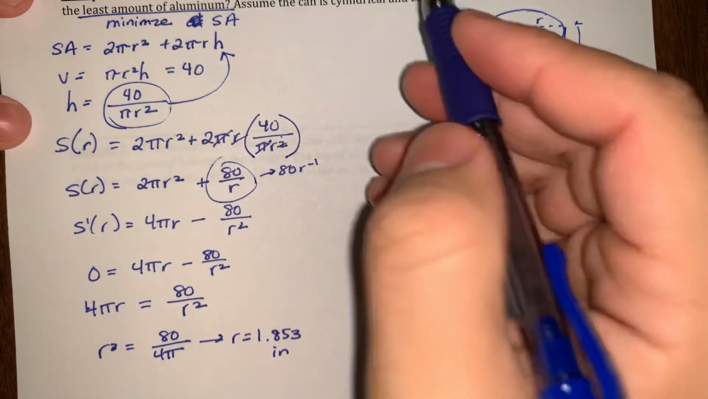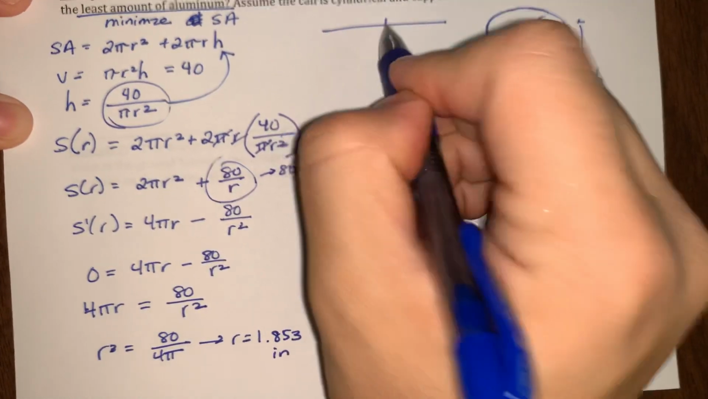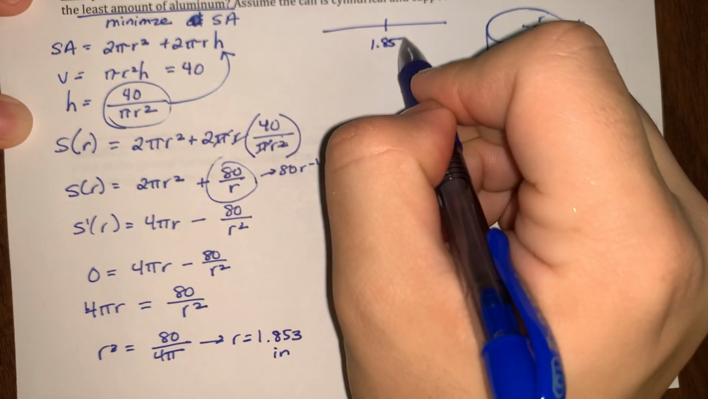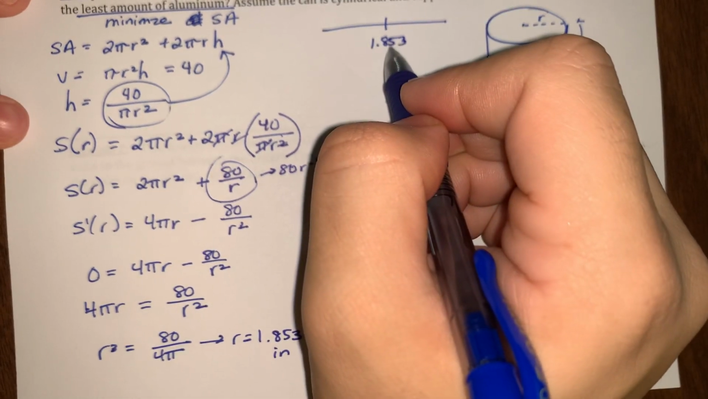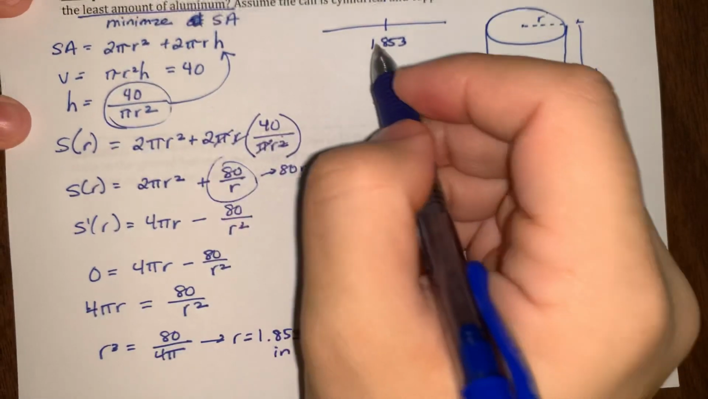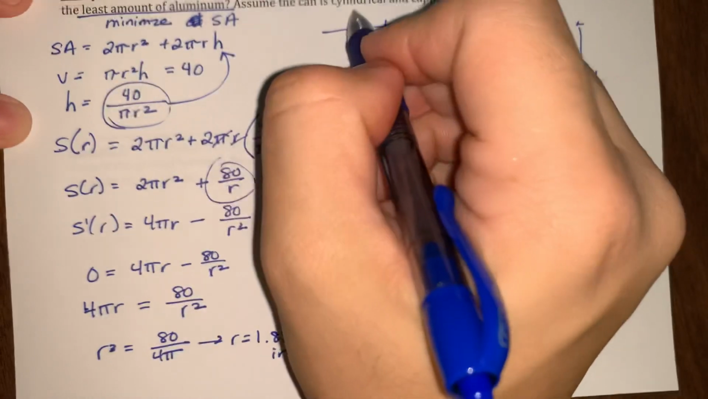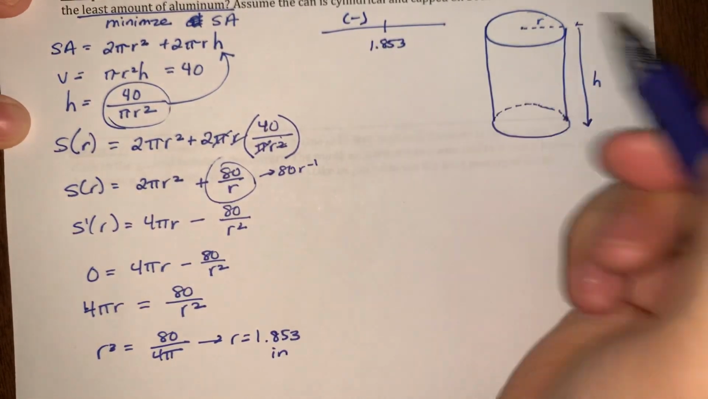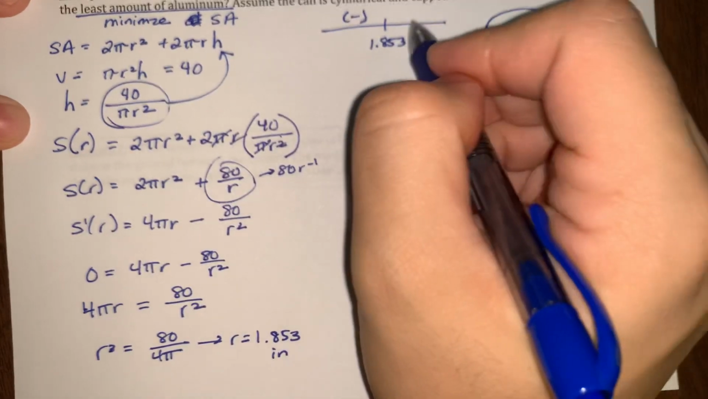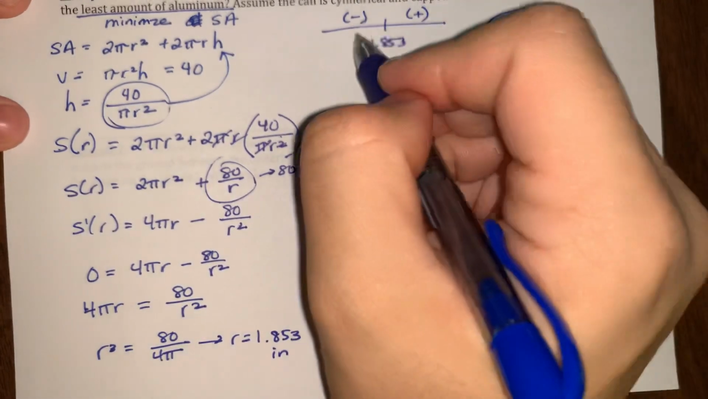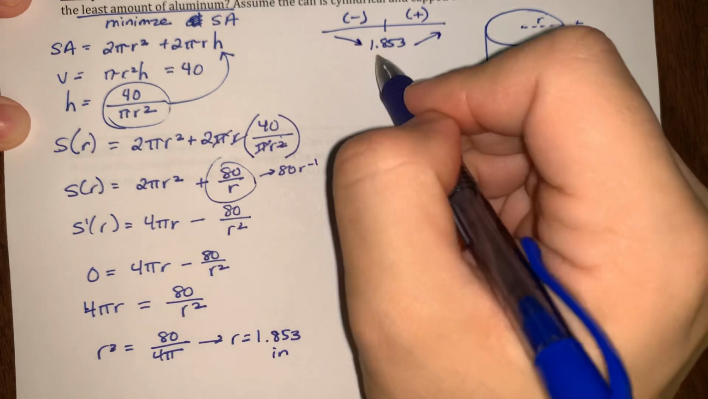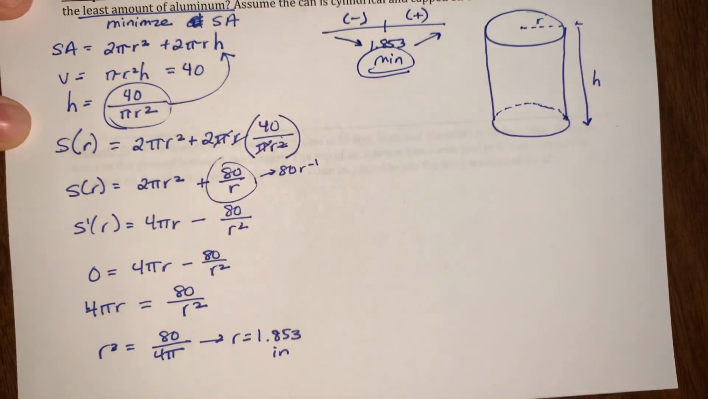Okay. So now I'm just going to double check and make sure that that actually is a minimum value. So I'm going to do 1.853 there. I'll pick a value below that. If I pick maybe 1.7 and plug it into my derivative function, I will end up with a negative value. If I plug in 1.9 into my derivative function, I'll end up with a positive value. So decreasing, increasing, we do in fact have a minimum there.